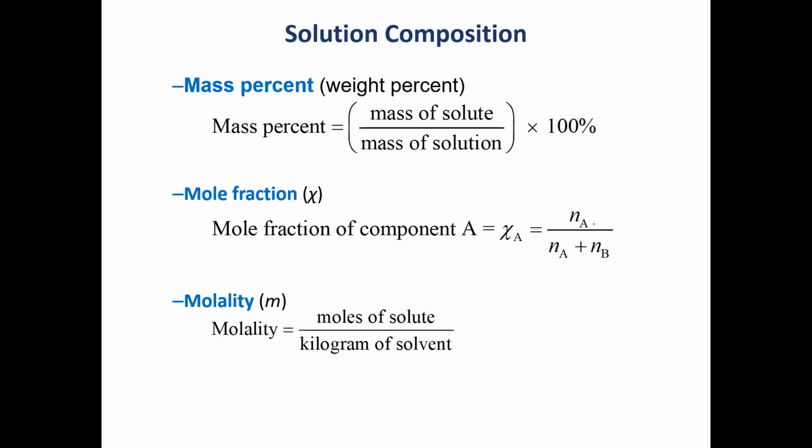But we take the number of moles of whatever component we're interested in and we divide that by the total number of moles. And finally, molality, which we use occasionally, is moles of solute per kilogram of solvent. Sometimes that gets abbreviated lowercase m, is equal to moles, and we know it's moles of solute over a kilogram of solvent.